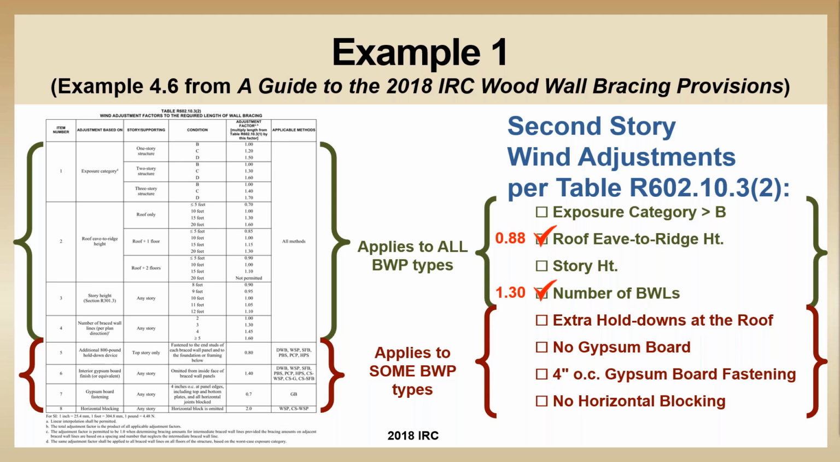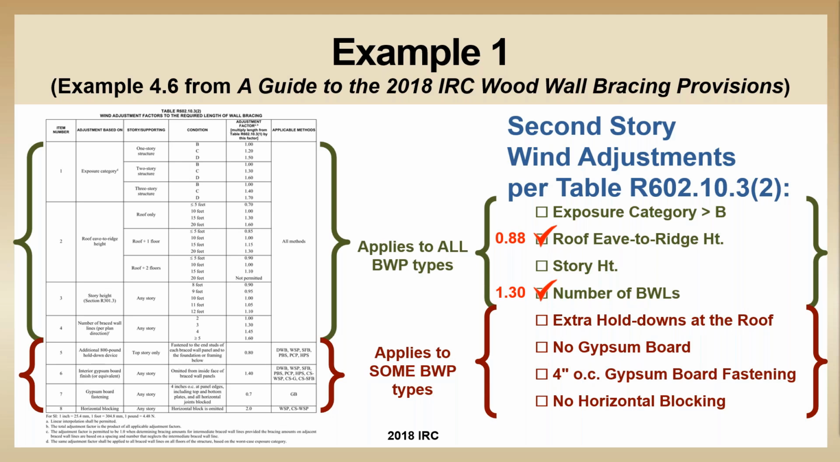Note that the 1.3 factor that we have here for having more than 2 braced wall lines is only going to get applied in one direction. So we only have more than 2 braced wall lines in one direction on our building, so we're only going to apply that factor in one direction.